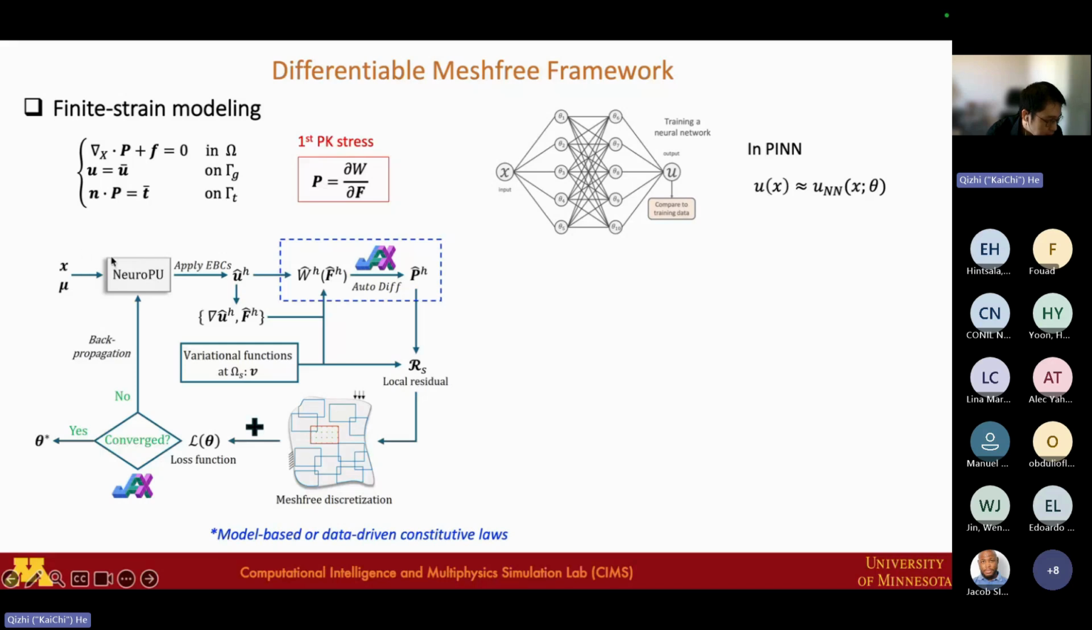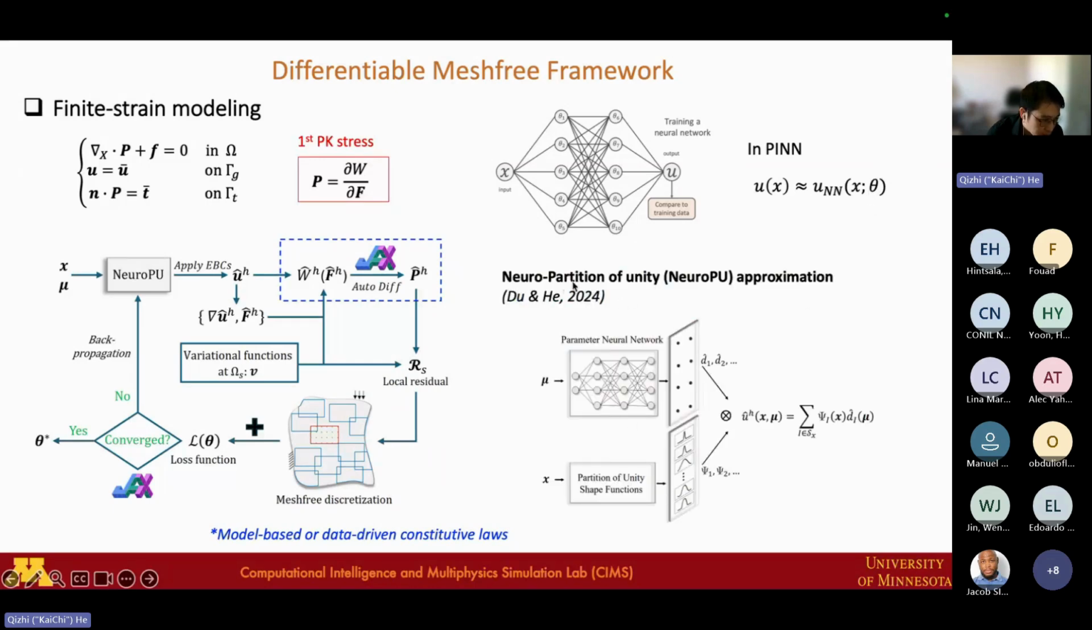I haven't really introduced the approximation in detail. Maybe some of you already know, if you're just using traditional PINN, physics-informed neural network, you're basically using a neural network to approximate the solution, with the spatial coordinate as input, and finally the neural network is parameterized by a set of trainable weights.